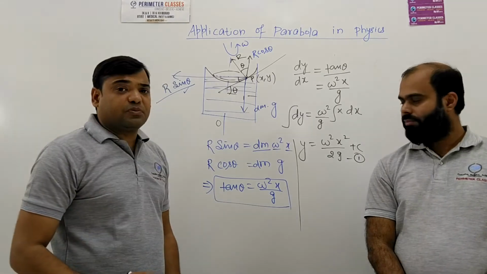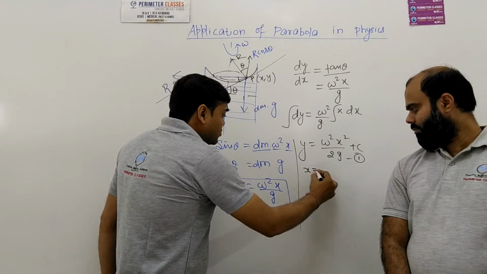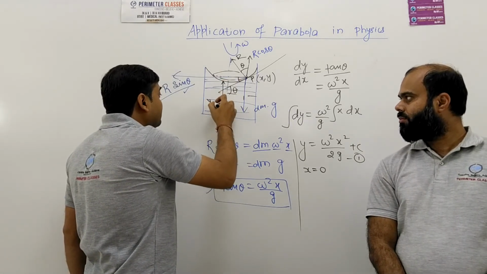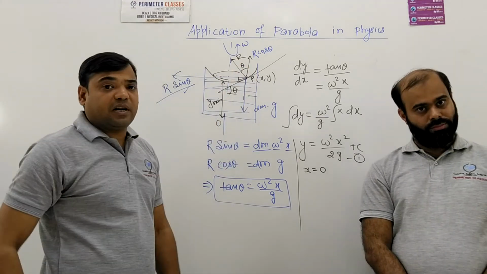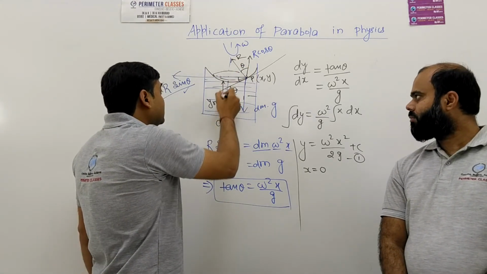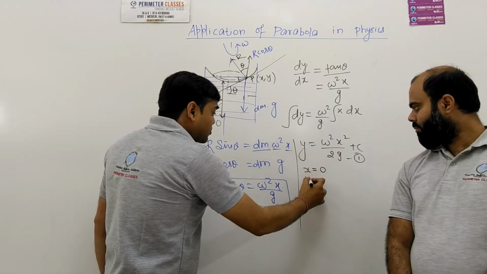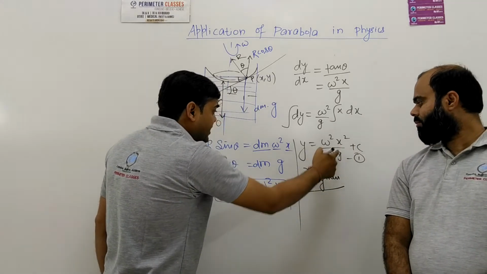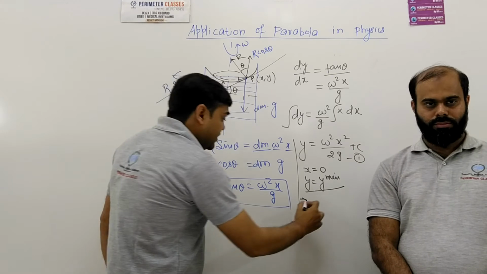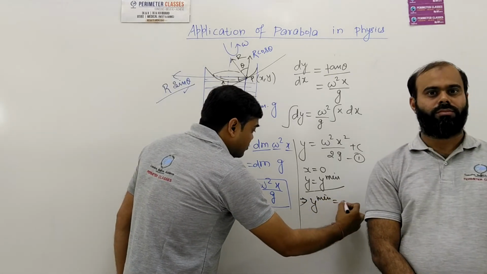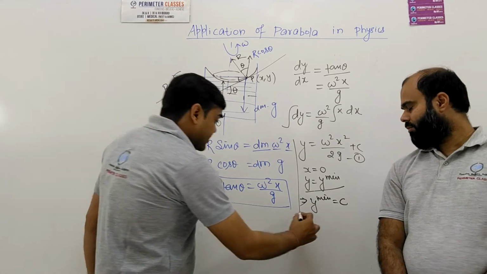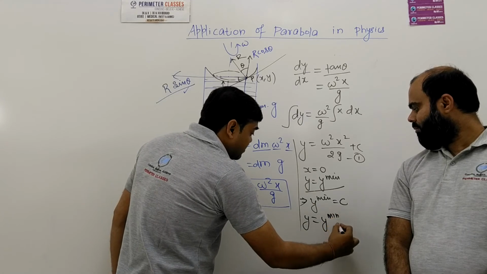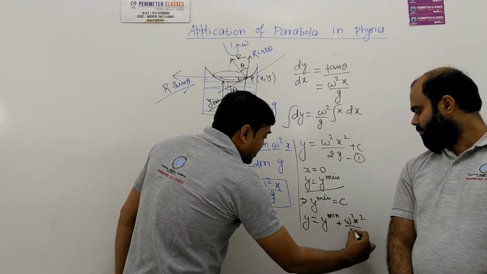Now how can I find the value of c? When x is equal to 0, you can see that the value of y is the minimum value along the path of this parabola. So this value is known to us, which is y minimum. So at x equal to 0, I can write y is y minimum. When I put the value of x and y here, what I will get is y minimum is equal to c. And hence I can write the equation of this parabolic path as y equals y minimum plus omega square x square upon 2g.